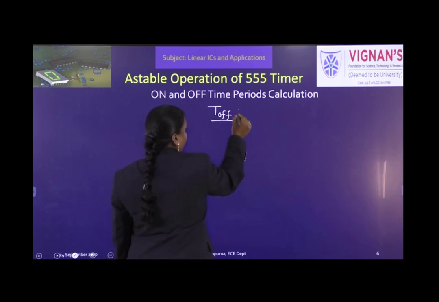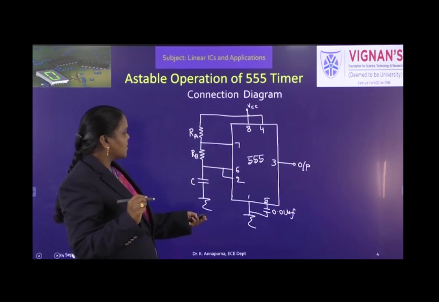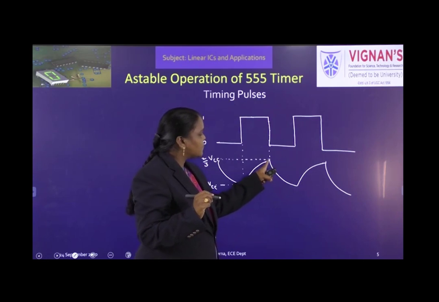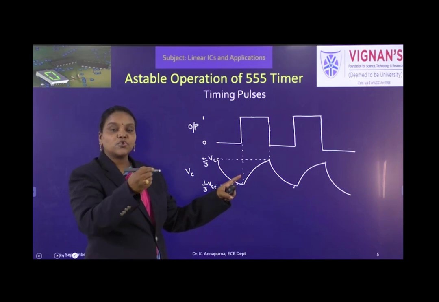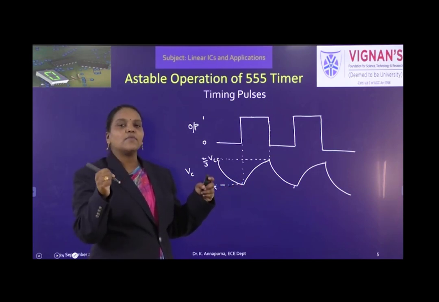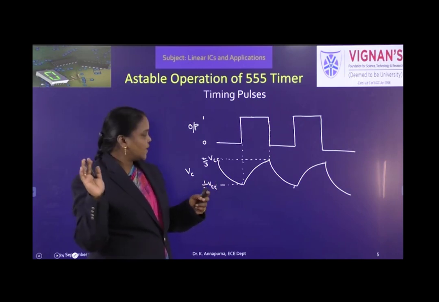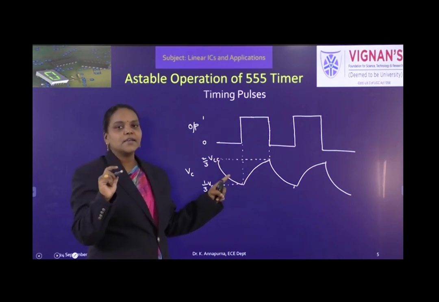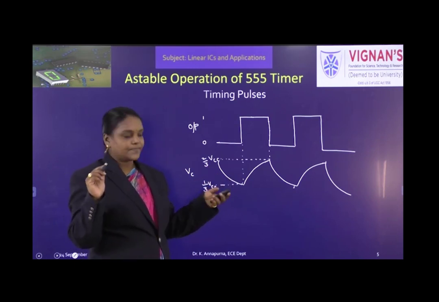So T off. So what is off period? As per the operation, it is nothing but the time taken by the capacitor to discharge from 2/3 VCC to 1/3 VCC. And what is its target? It wants to discharge up to 0. But whenever the capacitor voltage just falls below 1/3 VCC, the state of output is changing. Okay. So its final target is 0 and initial value is 2/3 VCC, and at T equal to T off, its value is 1/3 VCC.